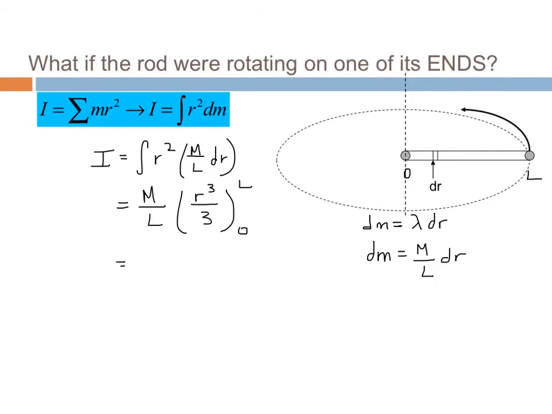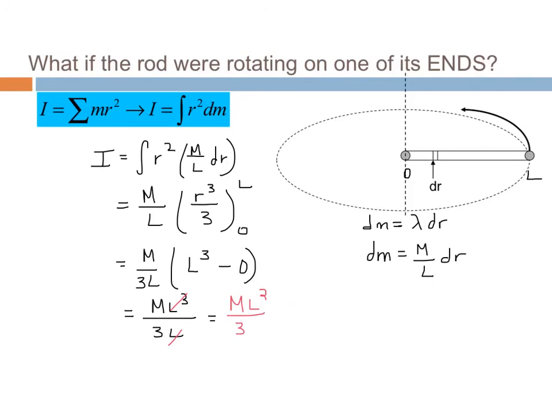So when I evaluate all my numbers, I get m over L. And actually, I can pull out that 3. That's L cubed minus 0 gives me ML cubed over 3L, or ML squared over 3. And again, you could have solved this using your parallel axis theorem. So again, this is the moment of inertia about one of its ends.